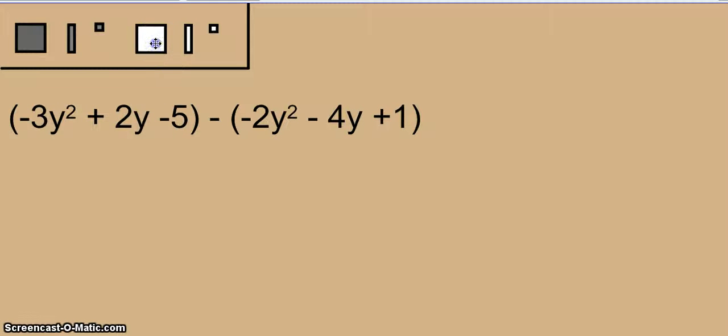So negative 3y squared are three unshaded big squared tiles. Then we model positive 2y, so two shaded rods. And we model the constant term negative 5, so 5 unshaded unit tiles.